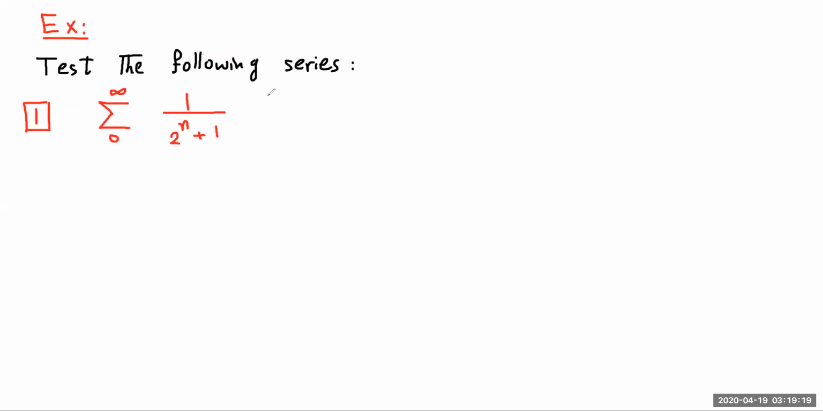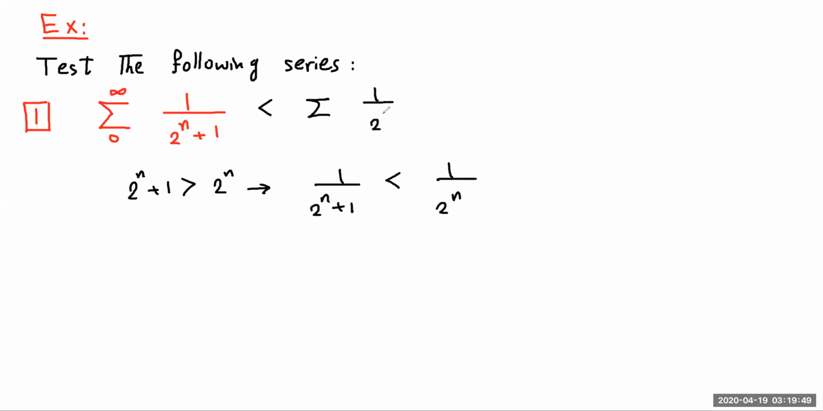Let's take some exercises. Test the following series. Here we know that 2 power n plus 1 is bigger than 2 power n. So 1 over 2 power n plus 1 is less than 1 over 2 power n. So this series is less than sigma 1 over 2 power n from 0 to infinity.